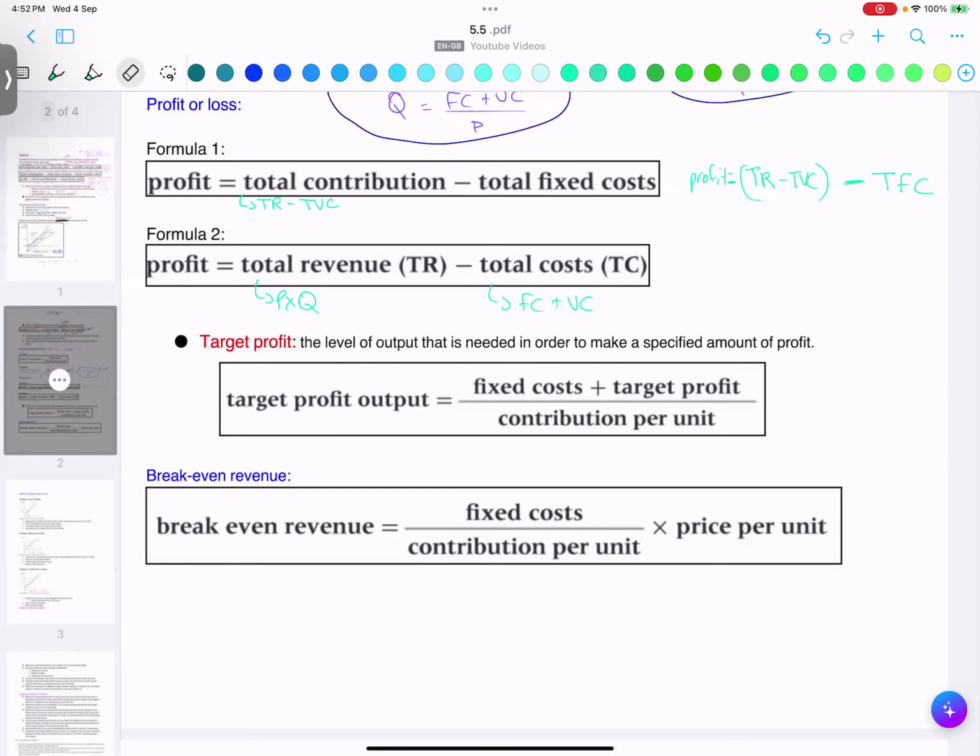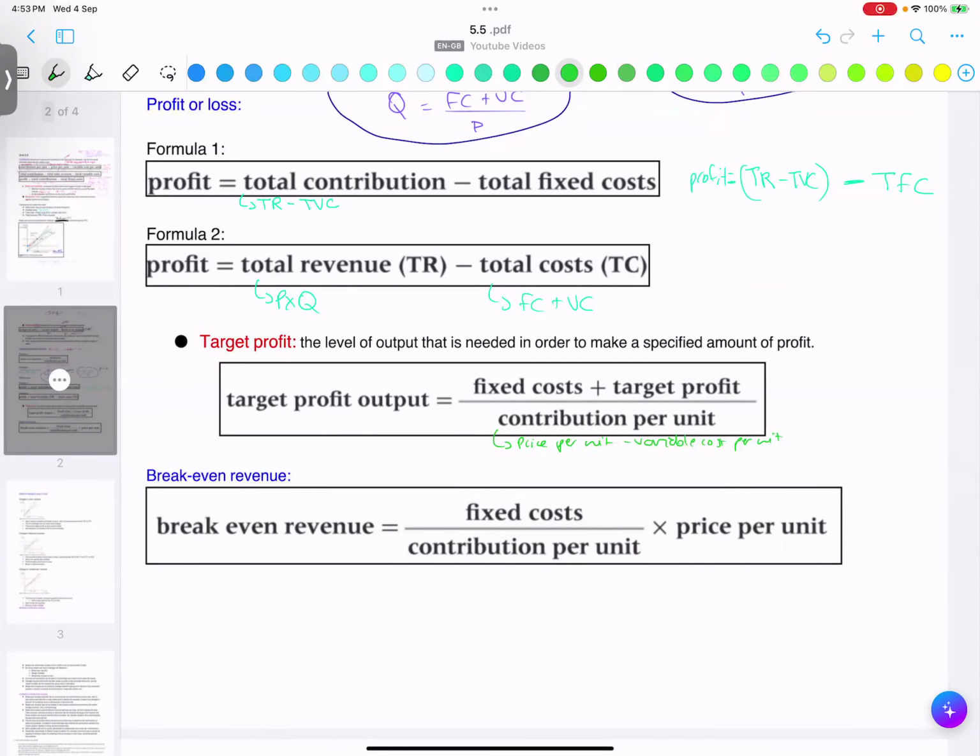Then you have the target profit. Basically, target profit is the level of output that is needed in order to make a specified amount of profit. So let's say the chocolate business I already talked about. They said they want to make $30,000 in profit. So how much chocolate should they sell to make this profit? What they end up doing is adding fixed cost plus target profit over contribution per unit. And we do know that contribution per unit is basically price per unit minus variable cost per unit, okay? So this is how they do it.